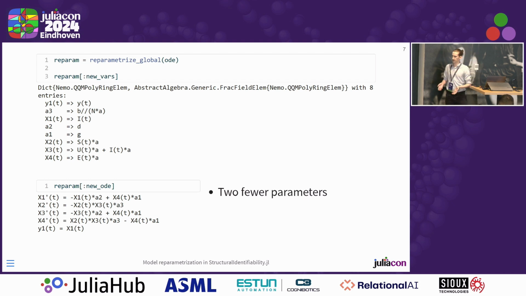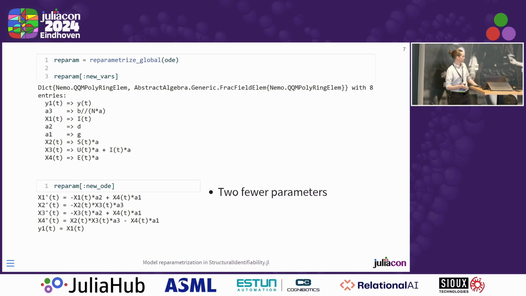So this function reparametrize_global basically accepts an ODE and spits out 2 useful pieces of information. You give it an ODE and it gives you back a transformation of your variables that you need to apply to the ODE to get some new ODE. Like in this example, you can see that, for example, B divided by n times A was mapped to A3 and so on. So the function basically tells you a transformation of variables that you need to apply. And then it also calculates the new ODE for you. Well, the variable names are a bit convoluted, but they can be recovered, of course, because they are in direct relation to the original ones.